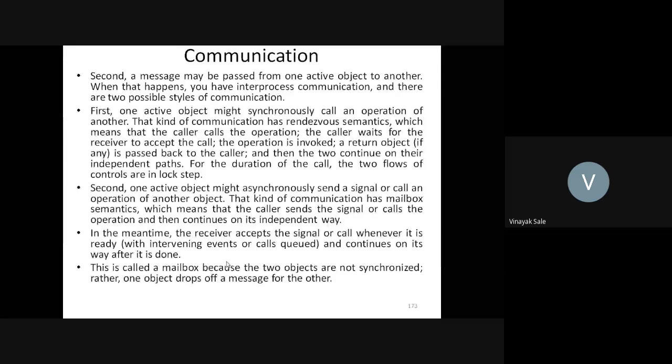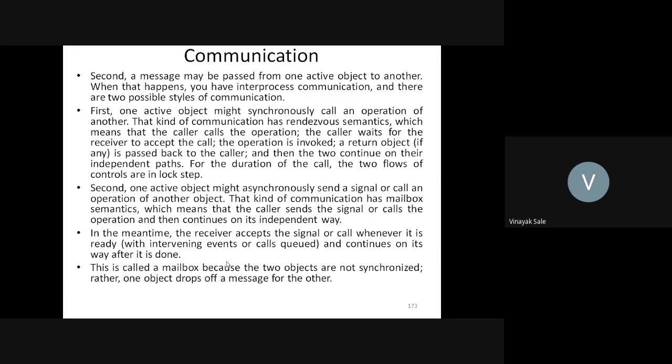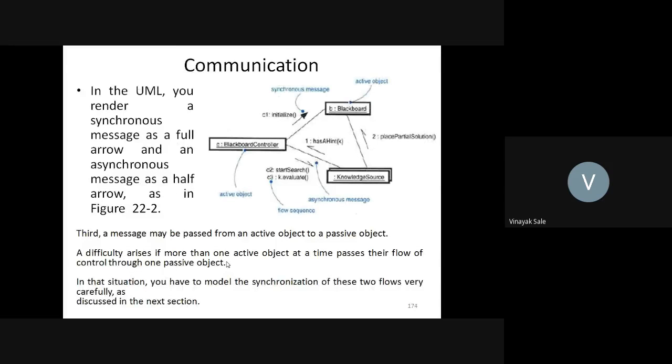For example, in the first case, one object can call another object directly. They communicate with each other. In the second, one object can send a mail to other objects. Whenever the other object is free, it can see the message received from the first object. Then third, in the UML, a message passed from an active object to a passive object.